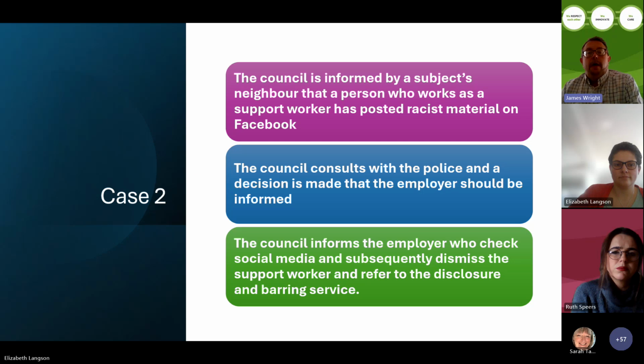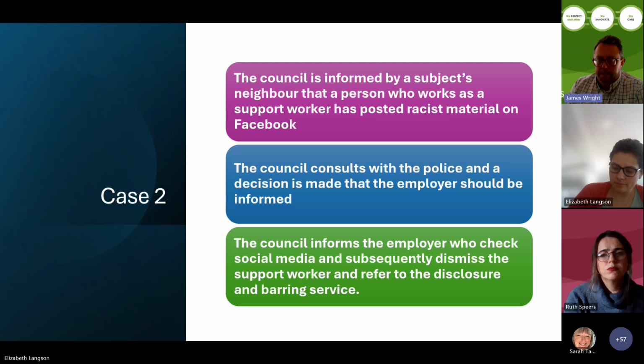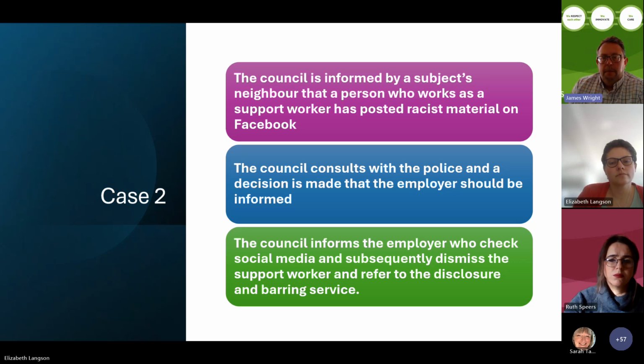So we were informed by a person's neighbour. Somebody got in touch with us to say, I'm pretty sure my neighbour works as a support worker, and I'm really concerned about the material that they're posting on Facebook, the racist material that they are posting. So we consulted with the police, who had to look at the material and said that they were concerned enough that they thought the employer should be informed.